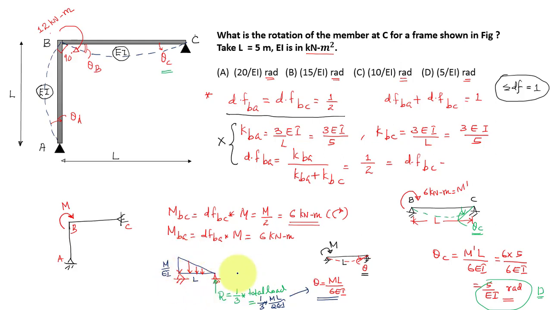So this is how you can derive it. Even if you forget it, after deriving it once or twice you will automatically remember this value. This rotation will be ML by 6EI and this rotation will be just double, ML by 3EI. That is how you have to remember it. We have discussed some of the related theory also in this question, but to solve this question you will take less than 1 minute.